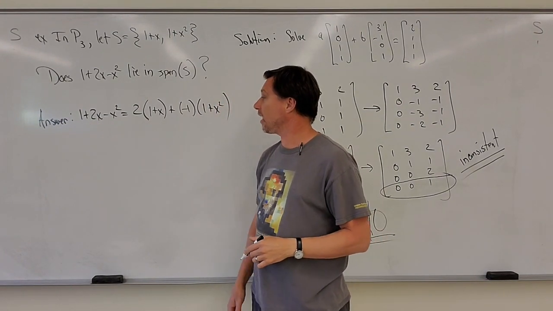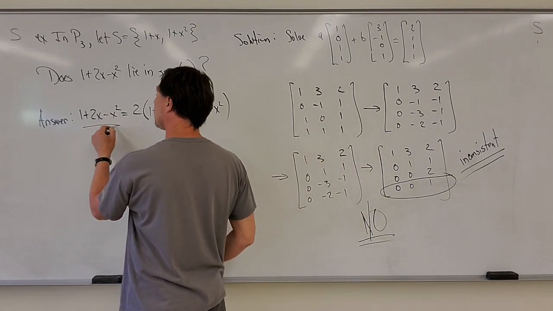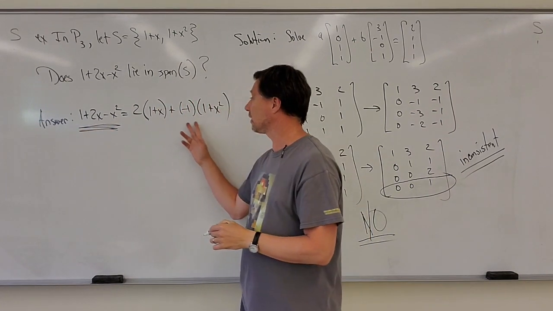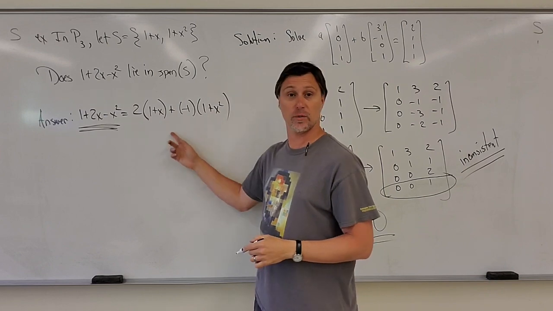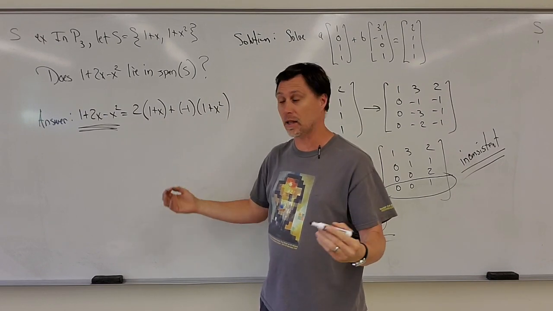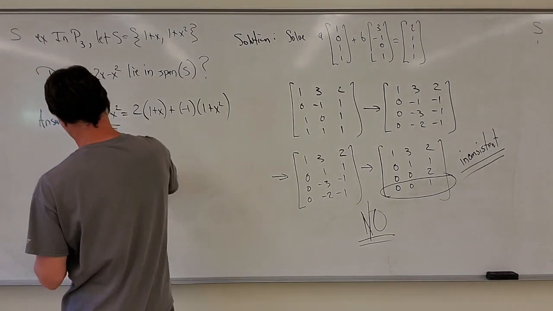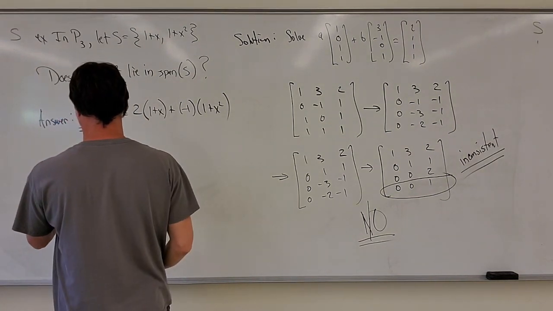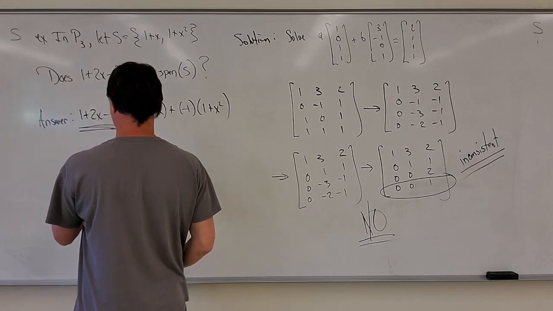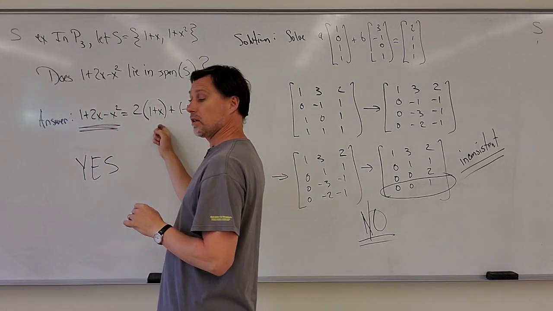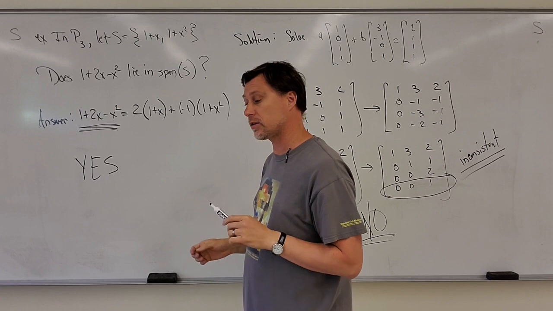And so what does that tell us? It tells us that this polynomial right here can be expressed as a linear combination of the two vectors that we have in S, and the answer is yes, it lies in the span. We expressed our polynomial as a linear combination of the vectors in S, and the answer is yes.